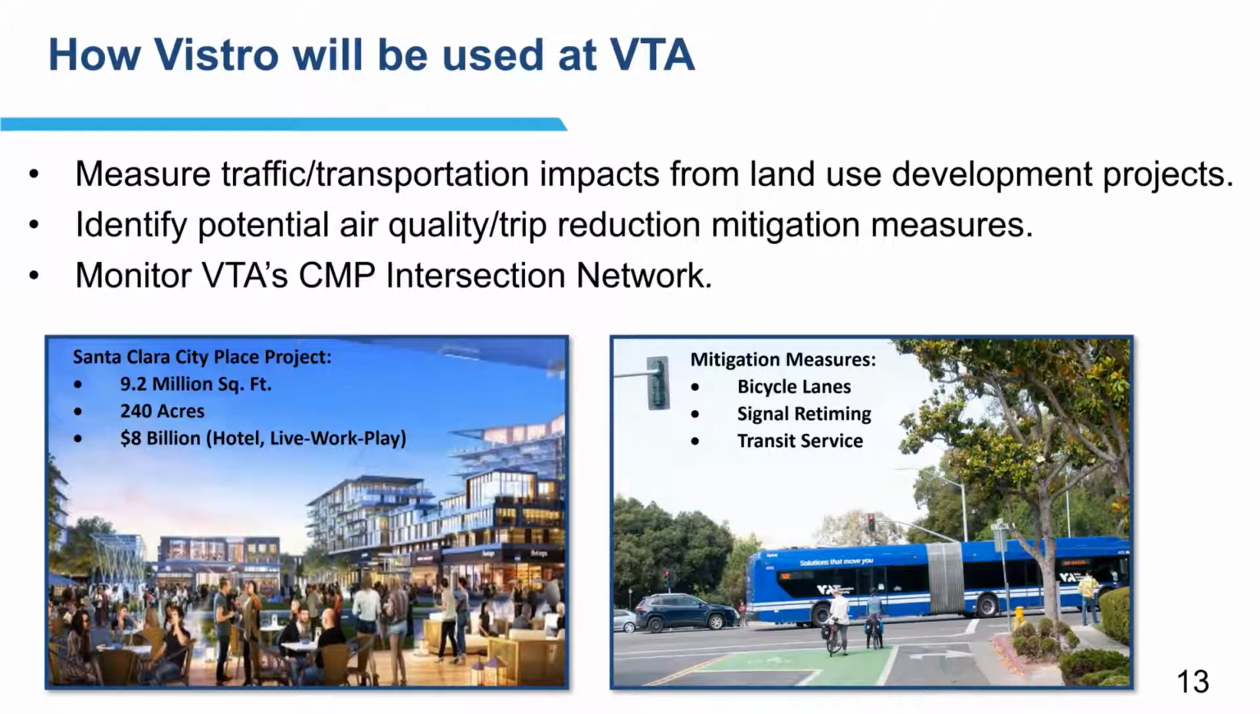So I mentioned earlier that we use it to measure traffic and transportation impacts from land use developments. We also use Vistro to identify potential air quality or trip reduction mitigation measures. For example, we'd like to know what happens if you add a bicycle lane and we add some trips to that. Will that encourage a mode shift, or reduction of trips that will contribute towards improving air quality? And everything's towards air quality, right? It's geared towards improving air quality and reducing vehicle miles traveled.